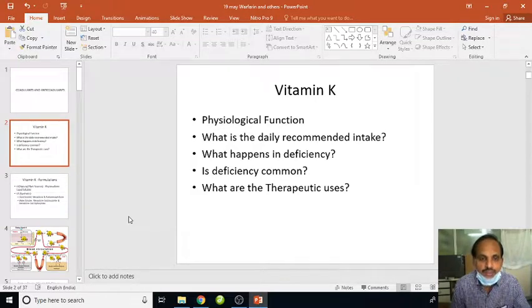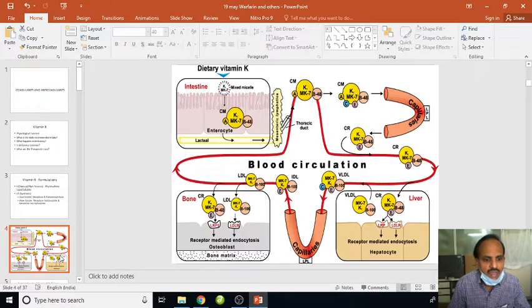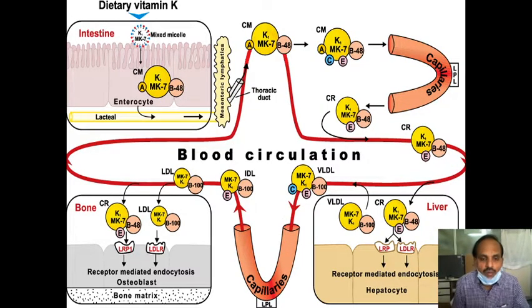Whatever is available naturally, we can't do anything to it, but whatever is man-made, we can make it both lipid soluble and water soluble. So once someone takes vitamin K, let us see what vitamin K undergoes in terms of its pharmacokinetics. The first step of pharmacokinetics is absorption.